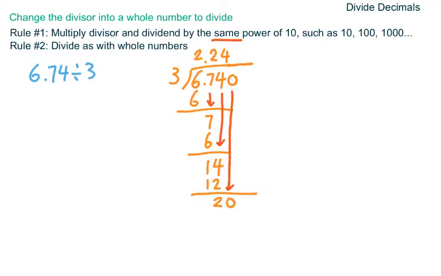And think about how many 3's go into 20. So if you think about this, 3 times 6 is 18. 3 times 7 is 21. That will be too big, so we go with 6. So 6 times 3 is 18. Copy it down. And 20 minus 18 is 2. And that means we have to continue.